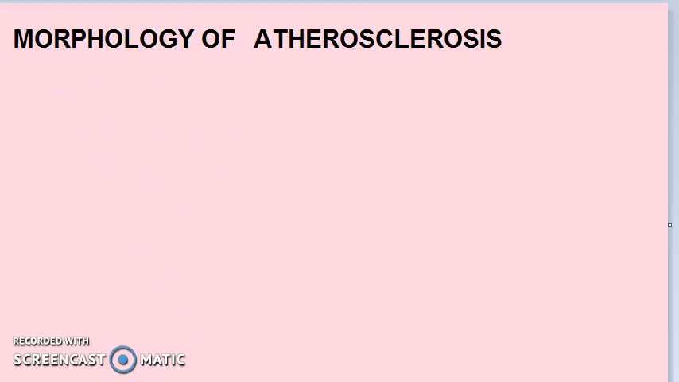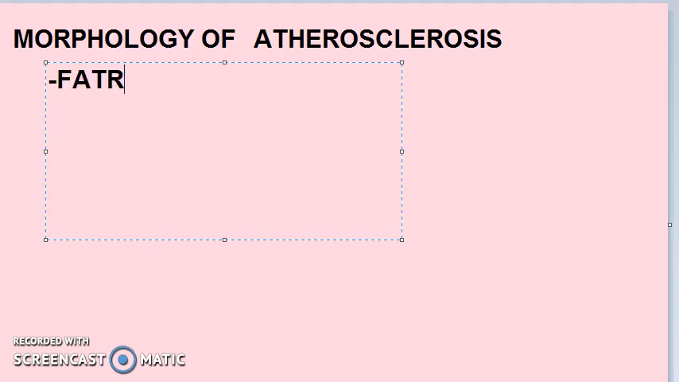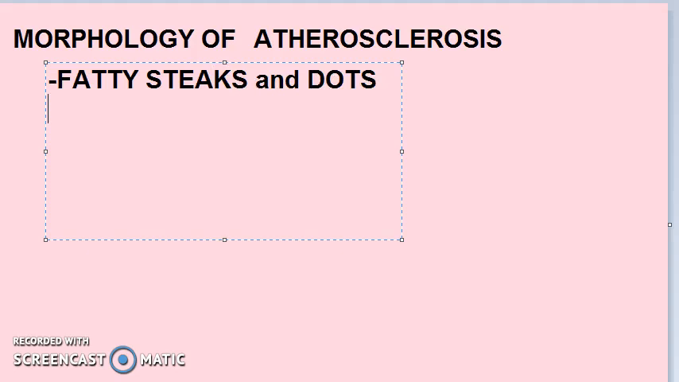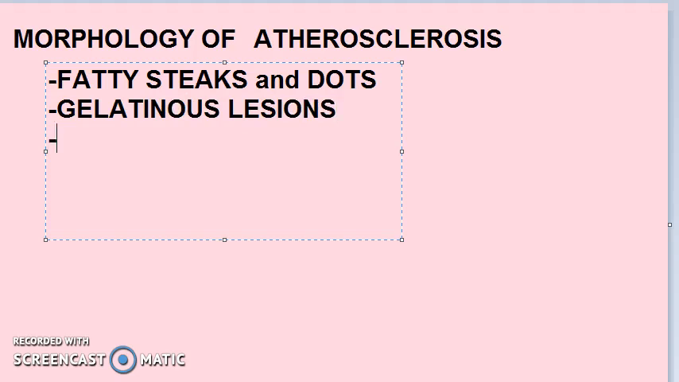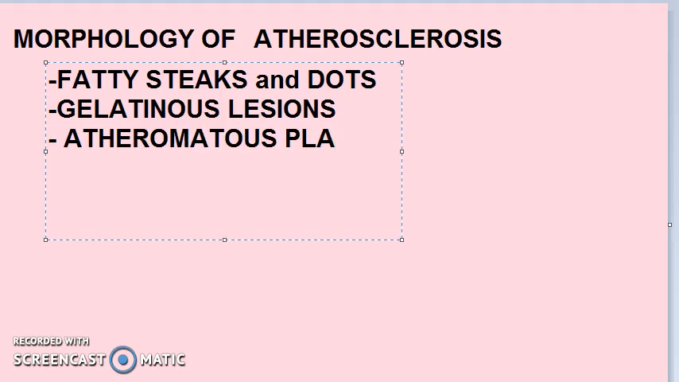In this video, let us cover the morphology of atherosclerosis. Okay, first of all, in early life, you can see fatty streaks and dots. This is how it all starts. Then you will have gelatinous lesions. Then you will have atheromatous plaque. Just note what exactly they ask you in the exam.